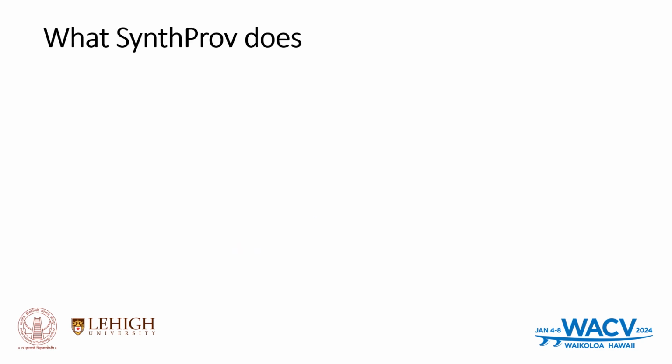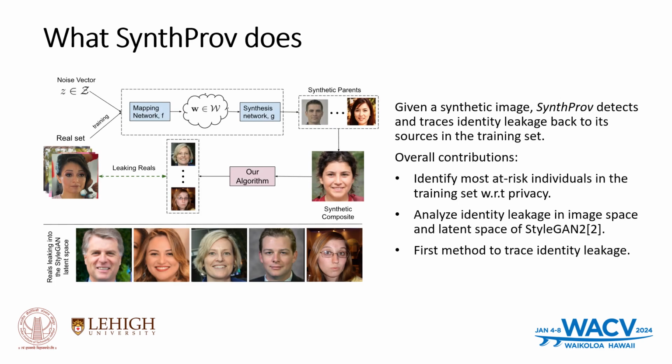What does our framework SynthProv do? SynthProv detects identity leakage in StyleGAN2 and traces it back to its origins in the training set. Our work identifies the individuals in the training data which suffer a breach in privacy due to identity leakage. Next, we go beyond previous works to analyze this phenomenon in synthetic images as well as in the StyleGAN2 latent space. To the best of our knowledge, our work is the first framework to trace identity leakage.